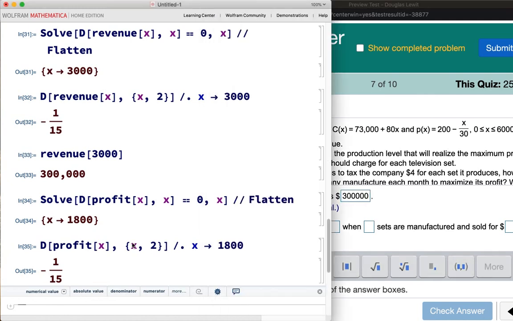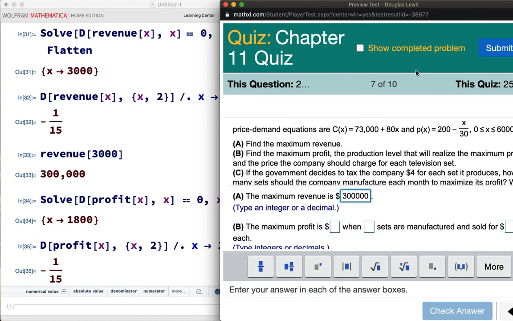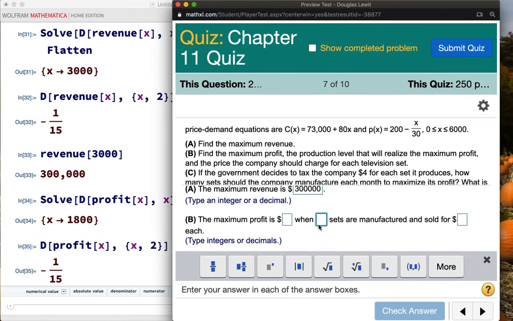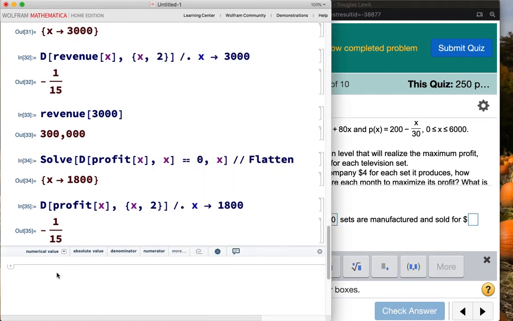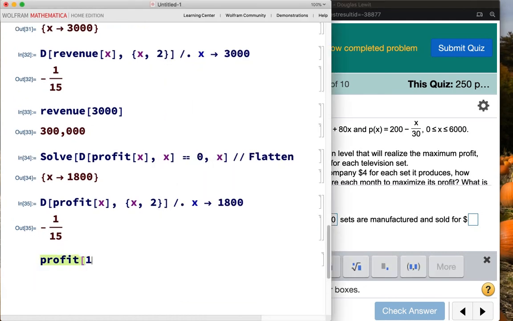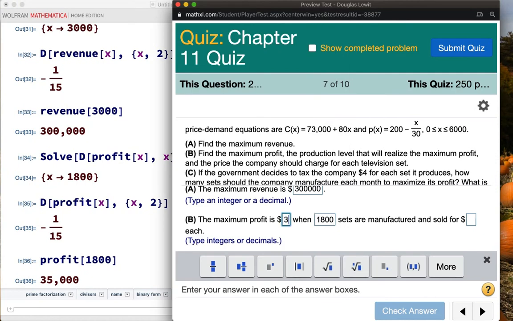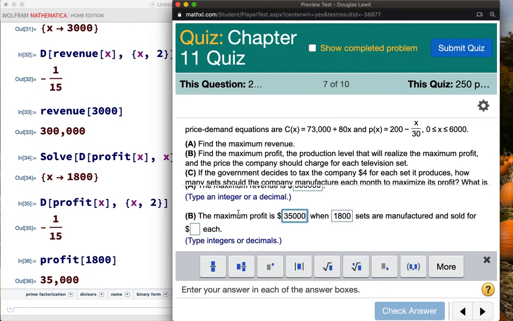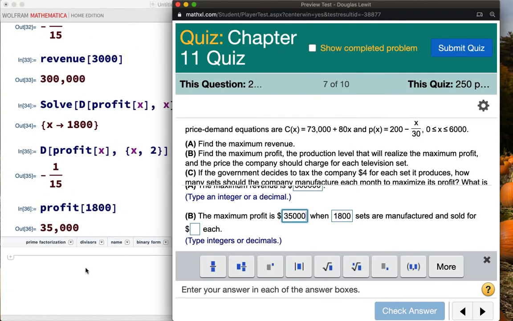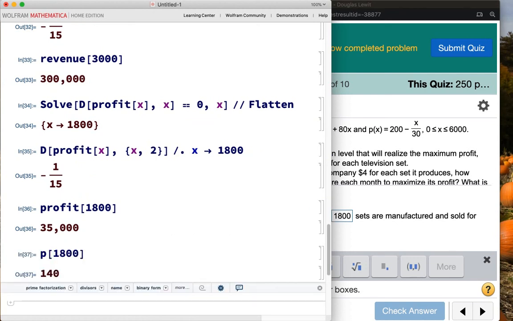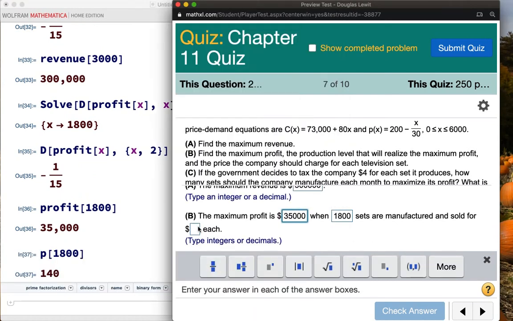Okay, so when x is 1,800, so this would be 1,800 television sets. The maximum profit is profit of 1,800. That's $35,000. And each one should be sold for P of 1,800, for $140.